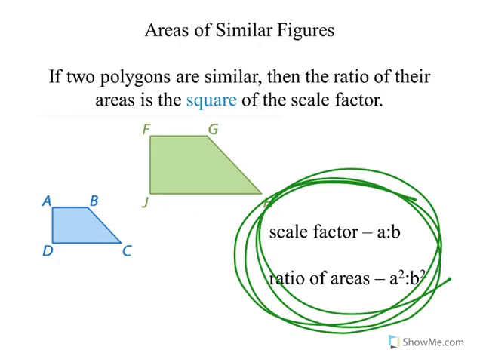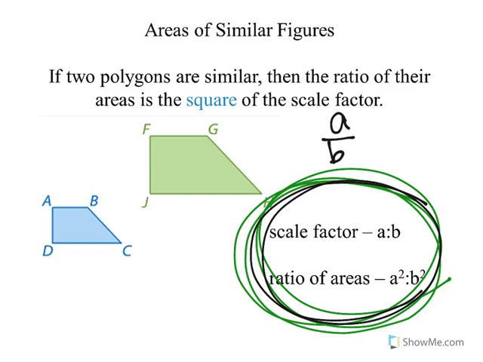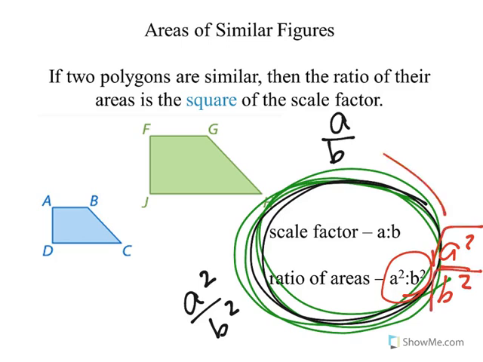It all comes back to here. If my scale factor is A to B, to find the ratio of my areas, what I would do is square each one. On the other hand, if I'm given my ratio of my areas and I want to find my scale factor, I'm going to square root each one, and that will get me my scale factor. And pretty much I'll just be setting up proportions in this case. So this is 11.1, 11.2, and 11.5. Those are our examples for today.